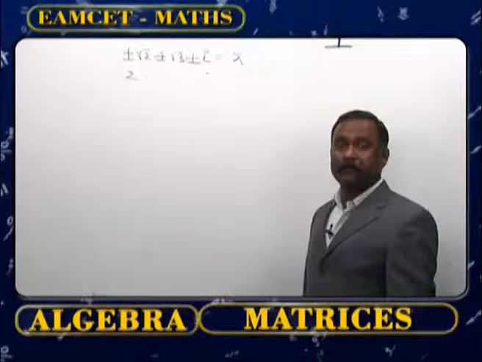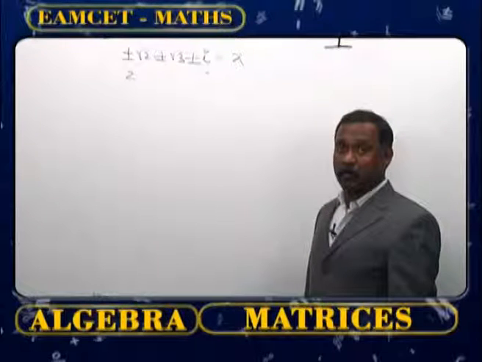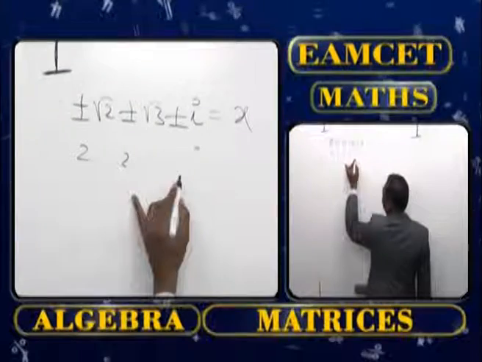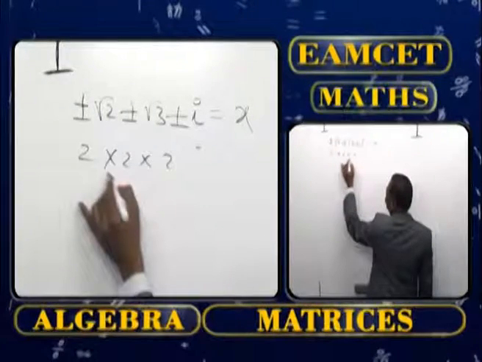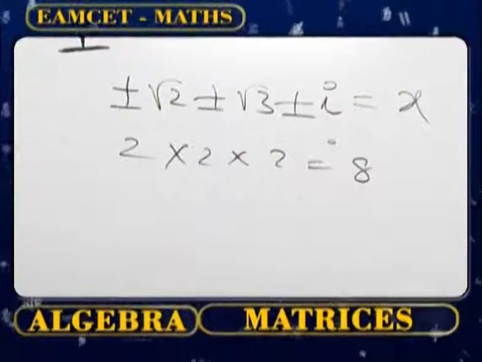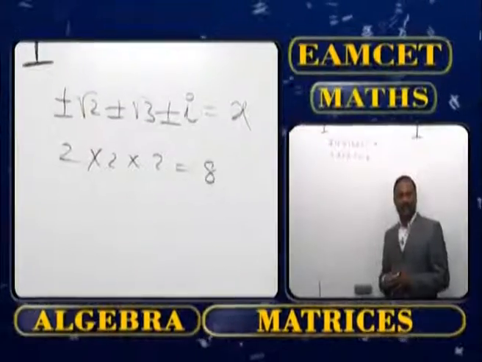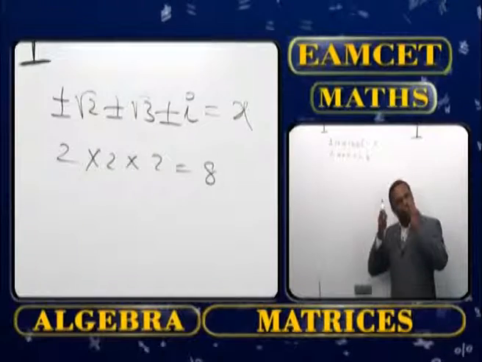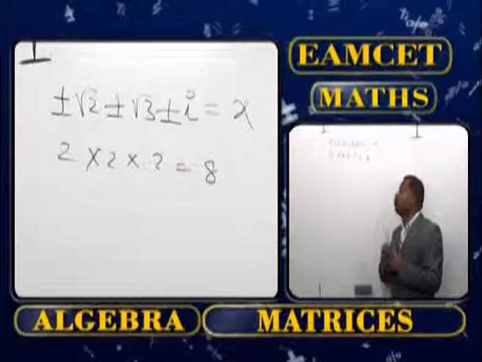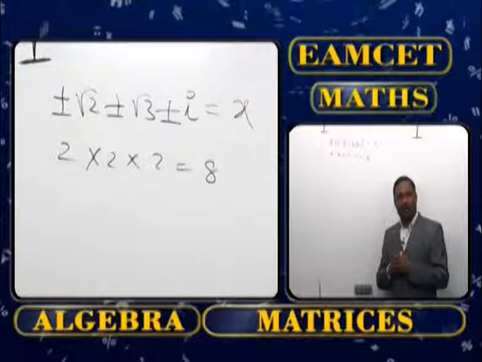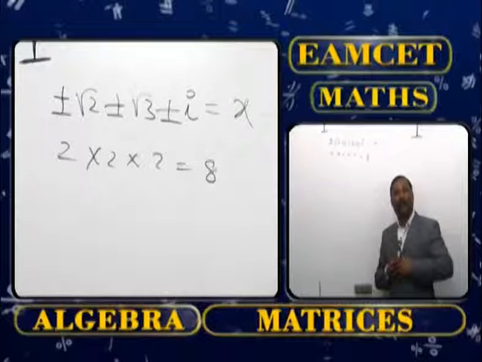Permutations and combinations, this can be written in two ways, this is two ways, this is two ways. All these operations can be performed in 2 into 2 into 2, that is 8 different ways. That means you will be getting 8 different roots for this. So if you understand that carefully, if you get 8 roots, the equation must be of 8th degree.